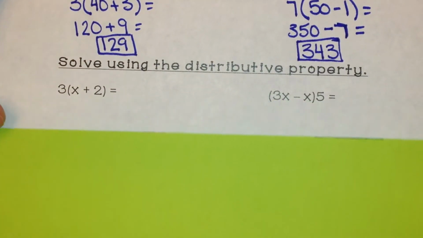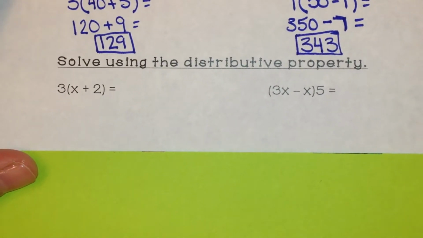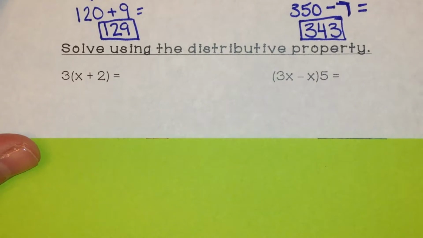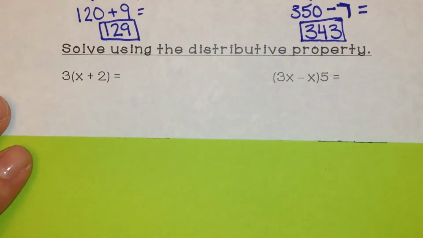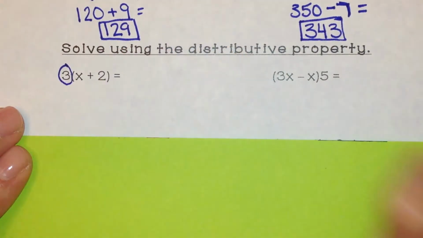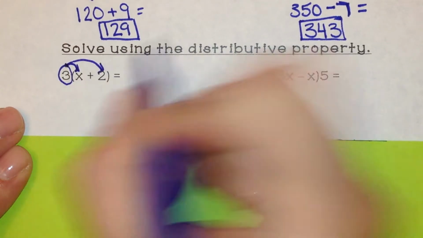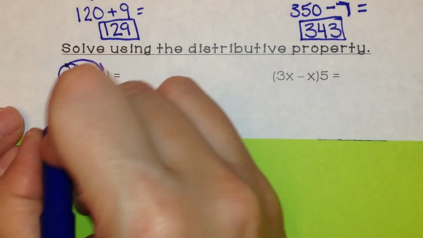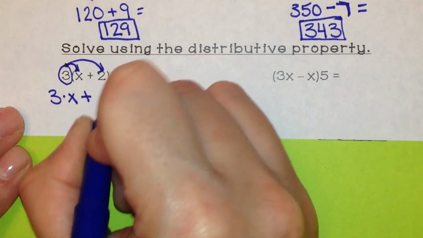All right, so now we're going to use the distributive property to solve expressions. Okay, so now we have variables involved. So again, I have a 3 on the outside. I'm going to multiply it by everything inside the parentheses. So I have 3 times x, bring down that plus, 3 times 2.